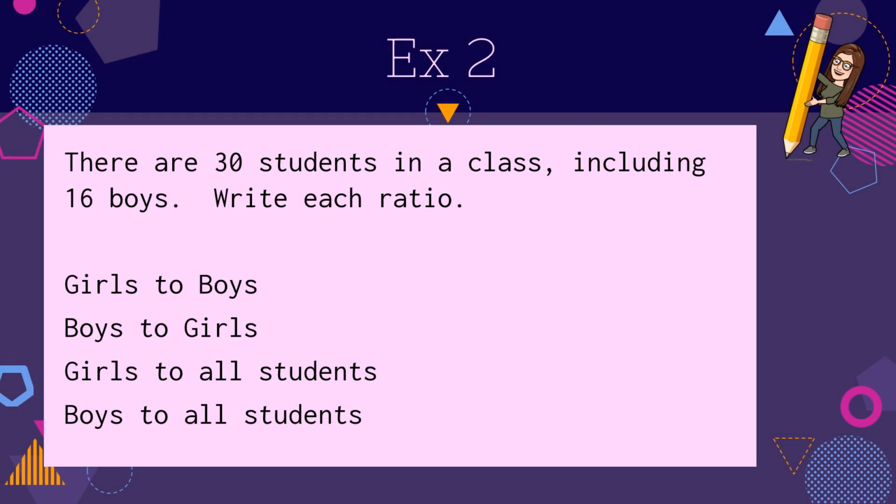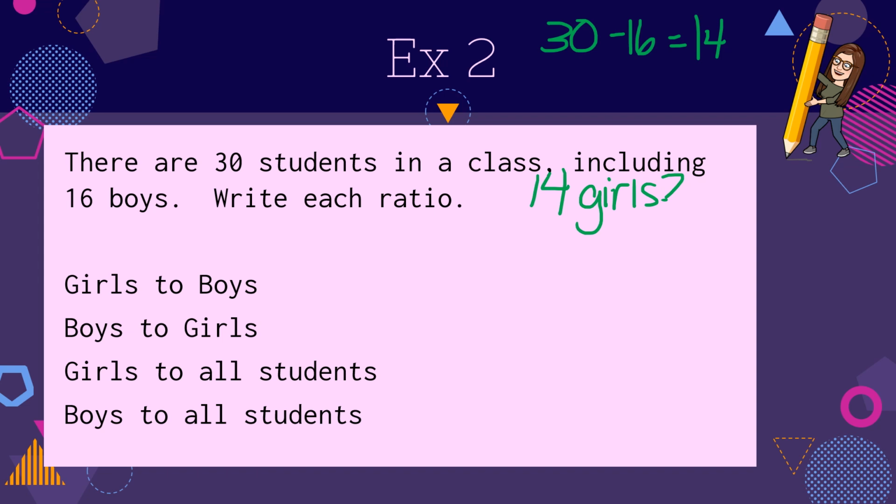Let's take a look at another example. Let's say there's 30 students in a class, and 16 of those students are boys. Well, first of all, if I'm going to compare boys and girls, I need to figure out how many girls are there. Well, if there's 30 students and I subtract 16 boys, I'd be left with 14 girls. So the numbers aren't always given to you. Sometimes you need to calculate them first.